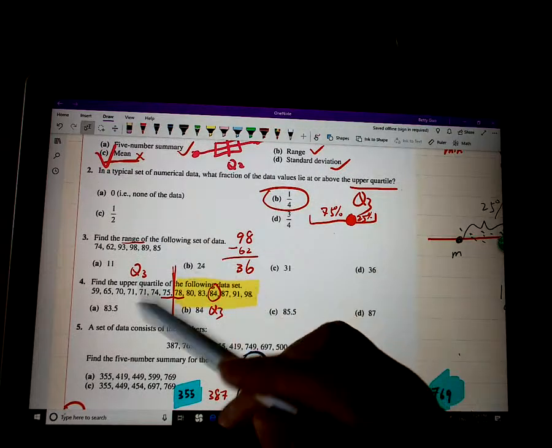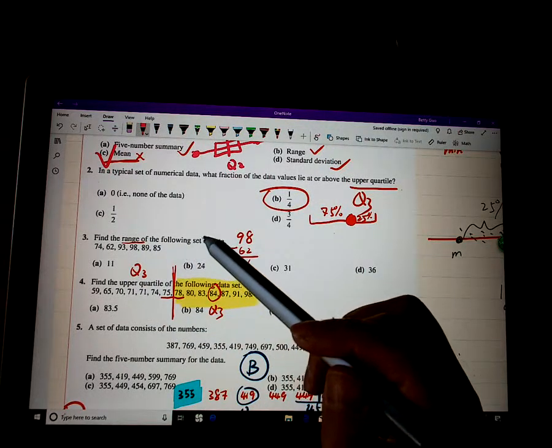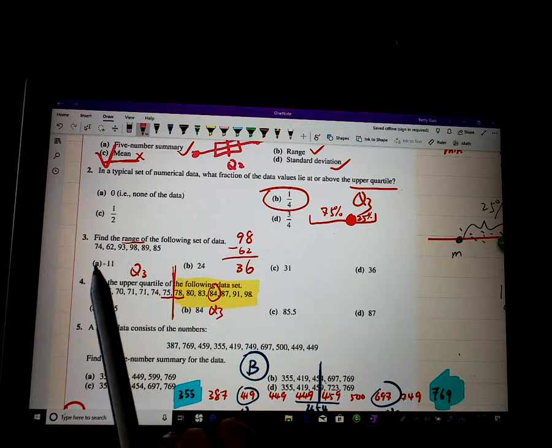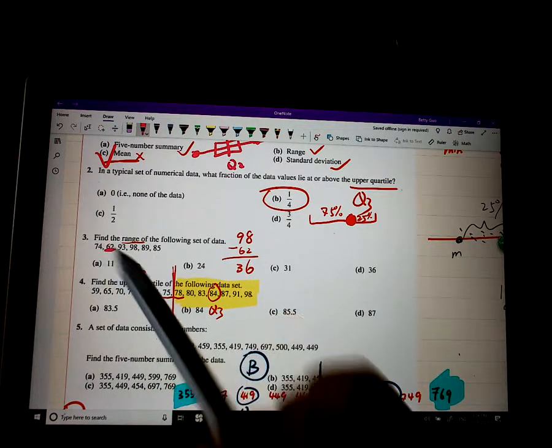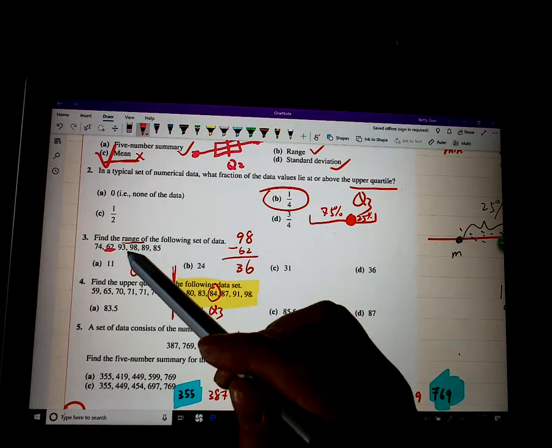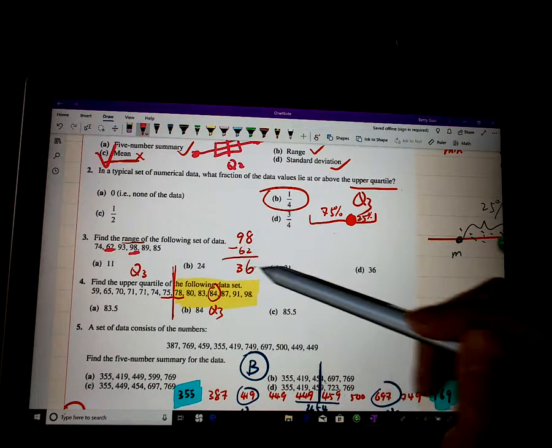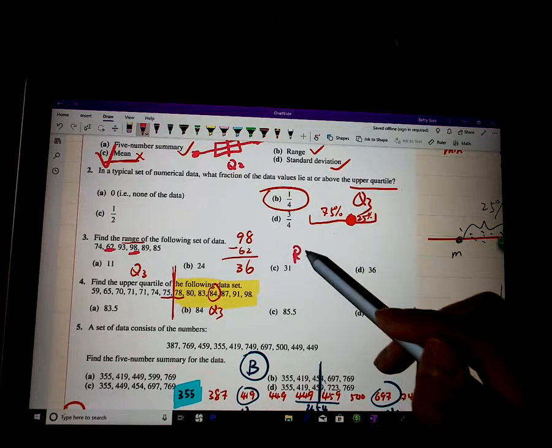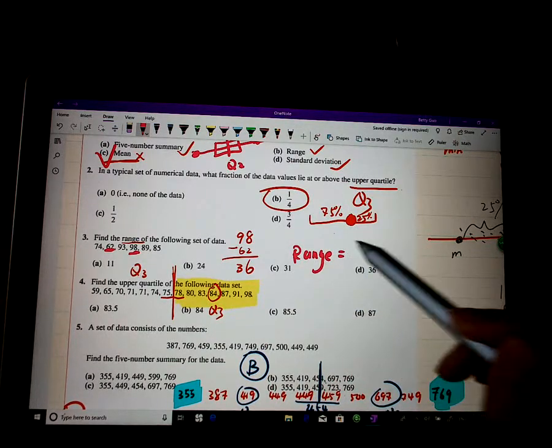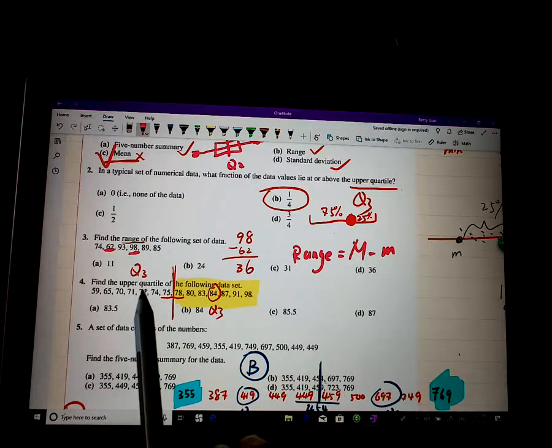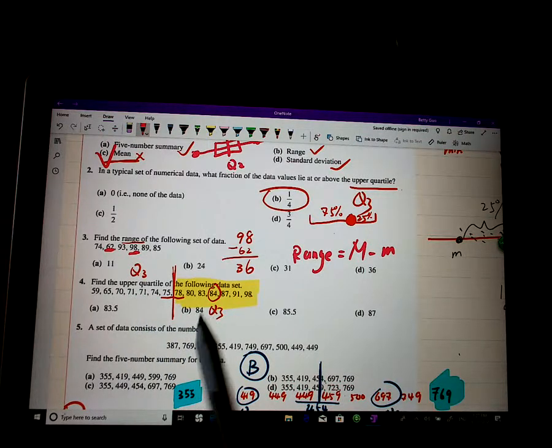Number 3, find the range of the following set of data. The data has 1, 2, 3, 4, 5, 6 values. Minimum is 62. Maximum is 98. You take the difference of them, you have the range. Range is 36. Range simply equals maximum minus minimum. Easy.